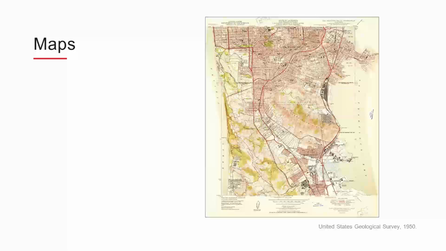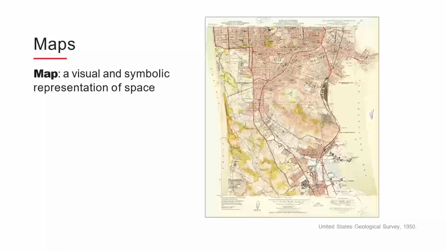Maps are the most common tool that geographers use. It's kind of what we're known for. Maps are a visual and symbolic representation of space. Visual because we read them, and symbolic because we use lines and colors and icons to represent physical or social features.